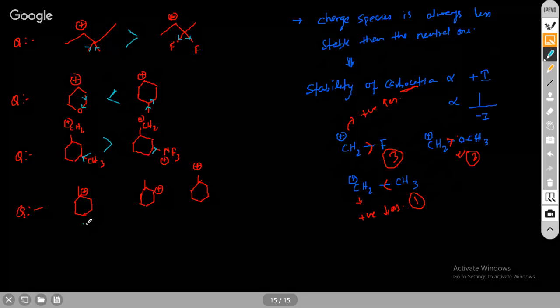This is a 3-degree carbocation, this is a 2-degree carbocation, and this is a 1-degree carbocation. 3-degree carbocation is most stable, then 2-degree, then 1-degree. Why? Because it has 3 alkyl groups to release electrons. It has only 2 alkyl groups, and this has only 1 alkyl group. So this is the order of I effect that we have, the order of stability of carbocation according to I effect.